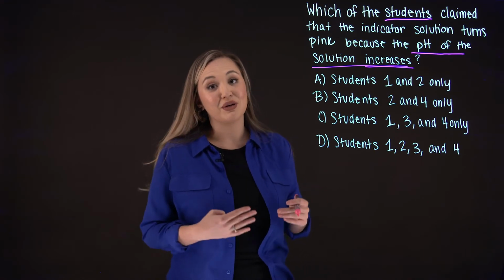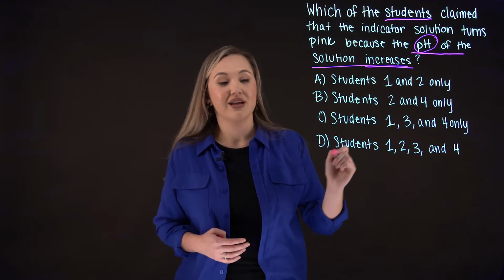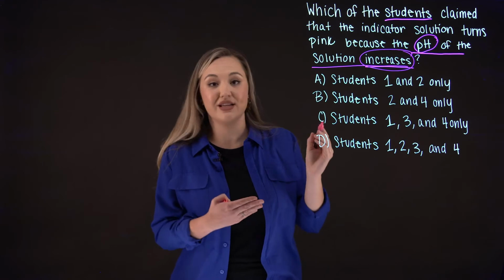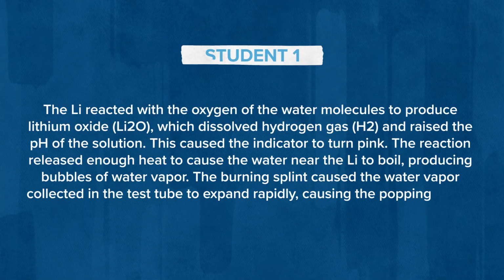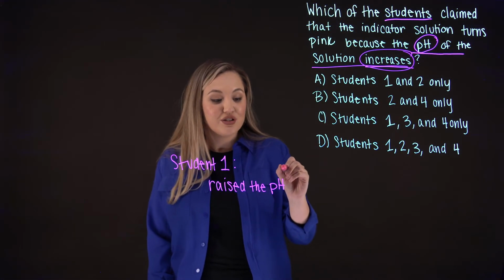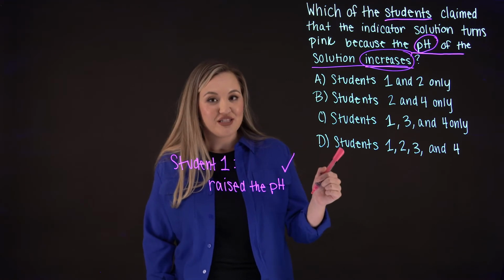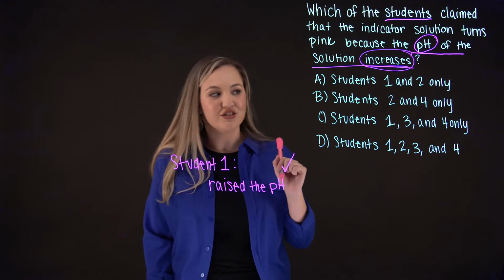So our key terms that we want to look for in each of the students' descriptions are going to be pH and increases. We're looking for those that say that the pH increases. So let's take a look at student 1's description. Notice in the first sentence, the student describes that this reaction actually increased or raised the pH of the solution. So we know that student 1 believes that this reaction raised the pH, so we want student 1 in our answer choice. Let's look back at the answer choices and eliminate any choice that does not include student 1.